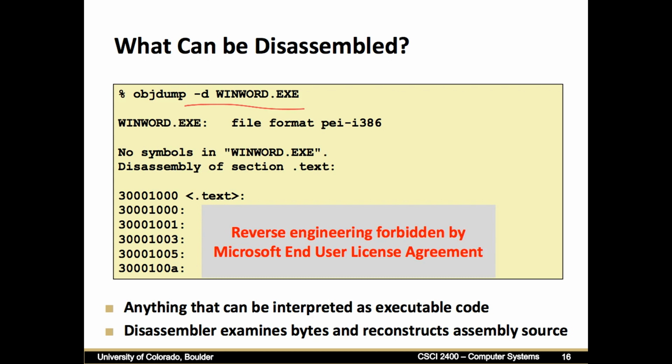People do the same things with operating systems. If you've ever heard of jailbreaking an iPhone, that's where somebody has taken the operating system out of the iPhone and then disassembled and reverse engineered it to, again, find security exploits or problems that can be exploited in the operating system. But pretty much anything that can be interpreted as executable code can be disassembled. The disassembler just examines bytes and reconstructs assembly source.